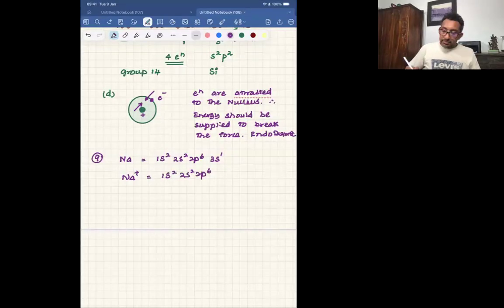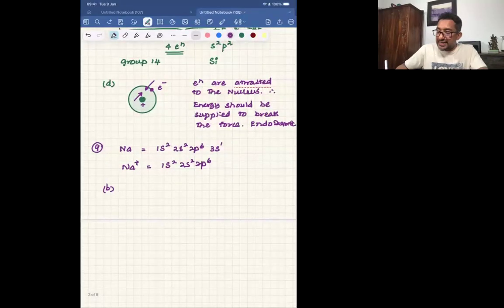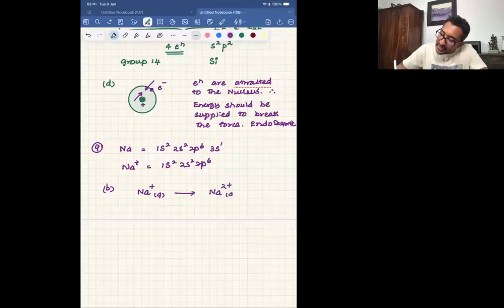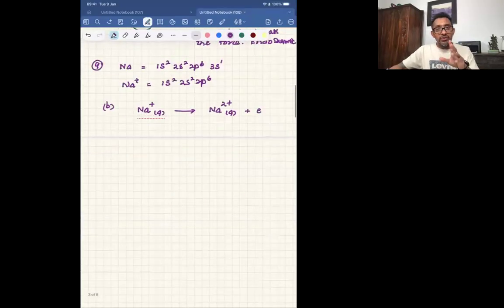Part B says, write an equation including the state symbols to represent the process for which the energy change is the second ionization energy of sodium. So what is the process for the second ionization energy? I'm looking at your answers also. Good, very good. You have sodium plus in the gaseous state, and the outermost electron is removed. So you get sodium 2 plus in the gaseous state and one electron is removed. Did you understand that?